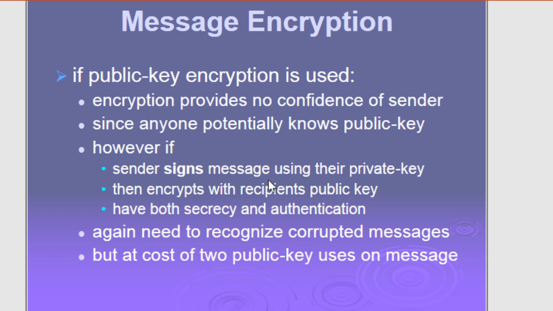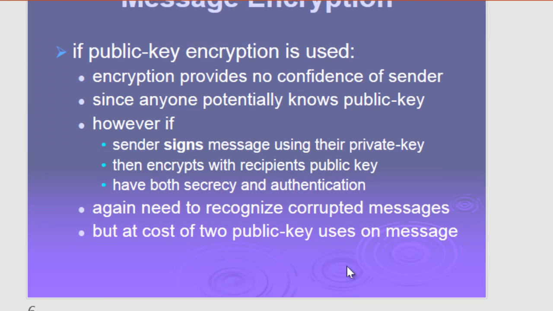So the sender will encrypt with his private key. This provides the authentication, and then he encrypts the same message with the recipient's public key. So we can provide both authentication and confidentiality by encrypting the message first with his private key and then encrypting the same message with the receiver's public key. And here also he has to recognize the corrupted message. If any corruption has happened in the message, he has to find it out.